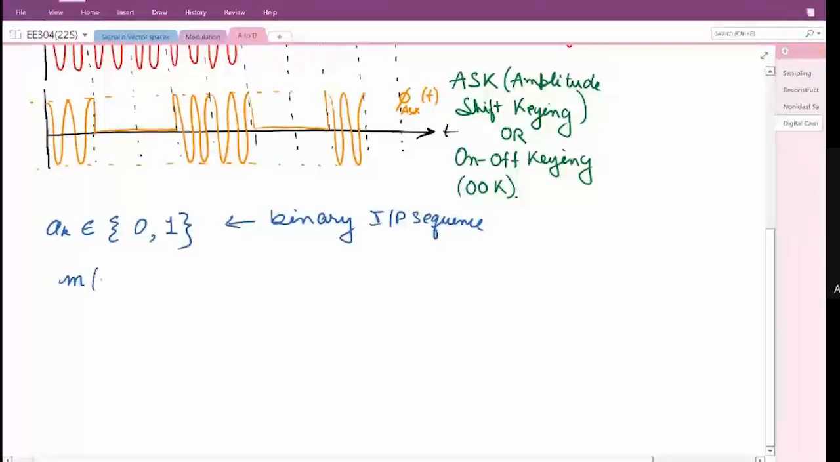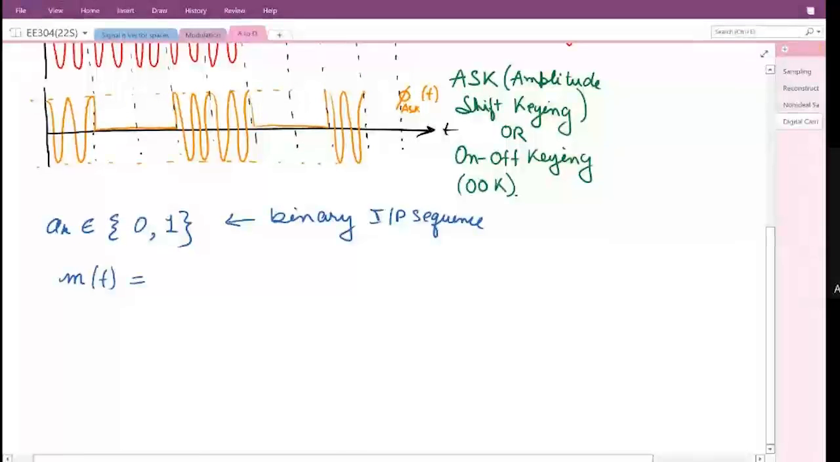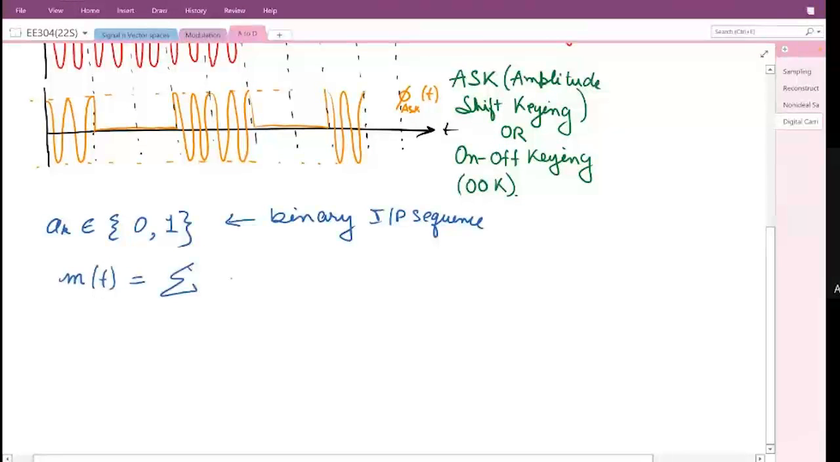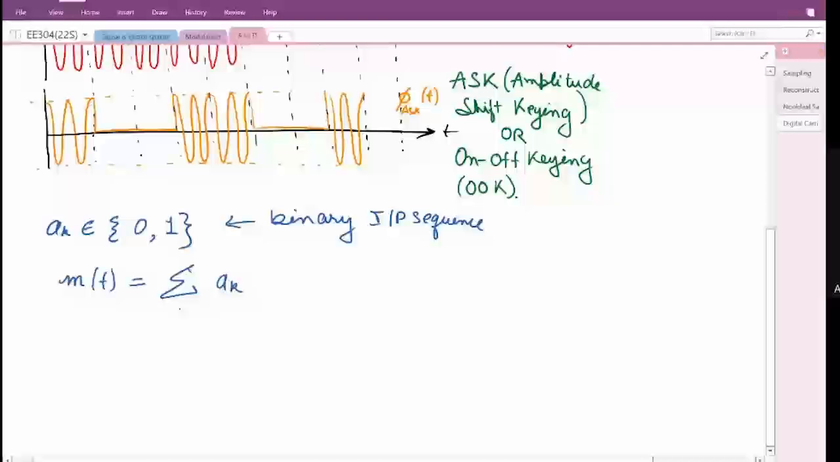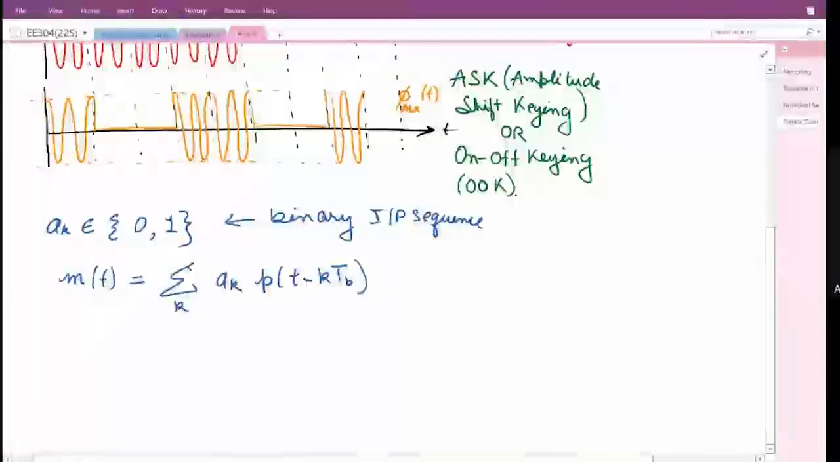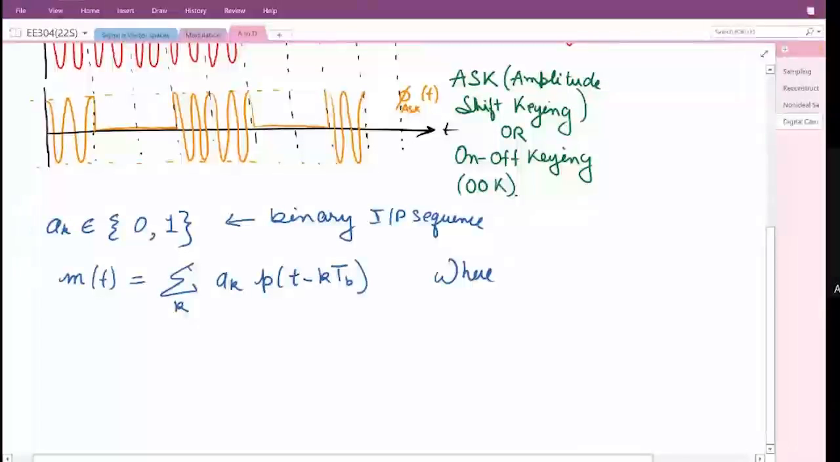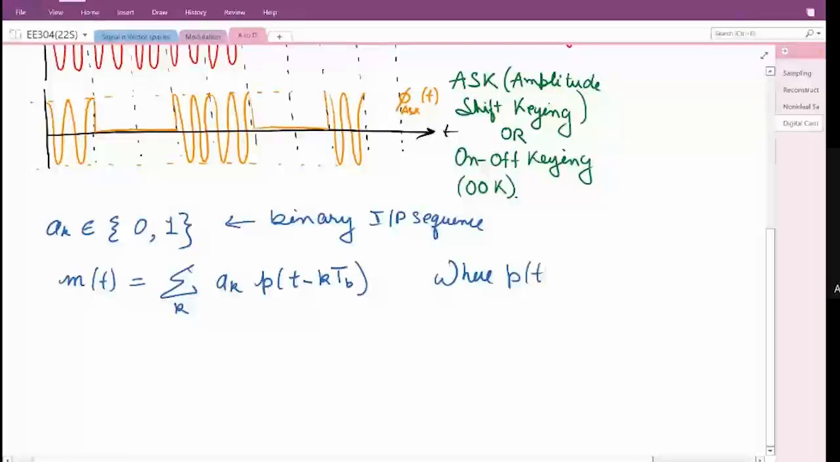Based on whatever a_k we receive, we generate m(t). And how are we generating m(t)? We are making it by pulses, summing over k of a_k p(t minus kT_p), where p(t) is nothing but a rectangular pulse.